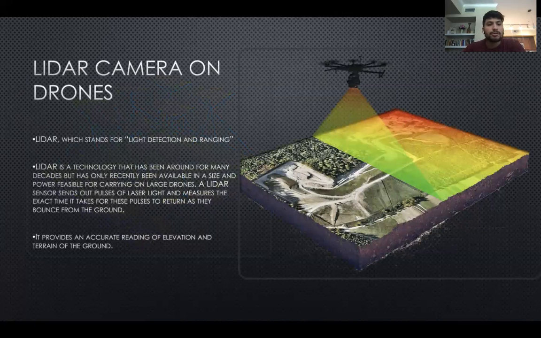LiDAR cameras on drones. LiDAR stands for light detection and ranging. LiDAR is a technology that has been around for many decades, but has only recently been used in the construction industry and on smaller drones. A LiDAR sensor sends out pulses of laser light and measures the exact time it takes for these pulses to return as they bounce from the ground. LiDAR is good for elevation.